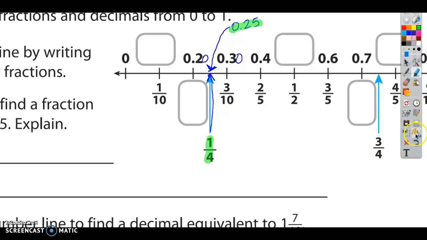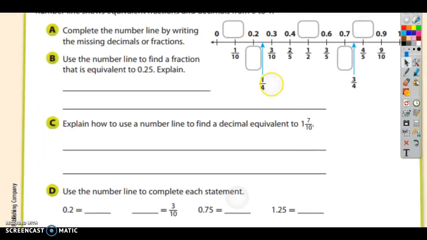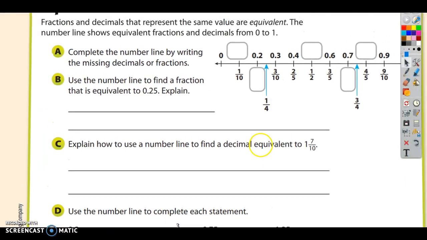So what I'm going to do is shrink this, and I think my writing won't shrink with it. Yeah, that kind of messed it up. That's okay. It is no big deal. We know that the point is right here, and we know it's 0.25, or 25/100. And it says explain. I would say 0.25, or 25/100, is equal to 1/4.